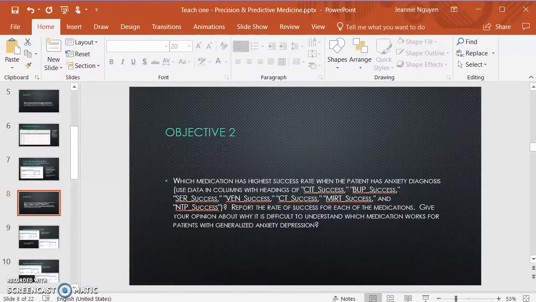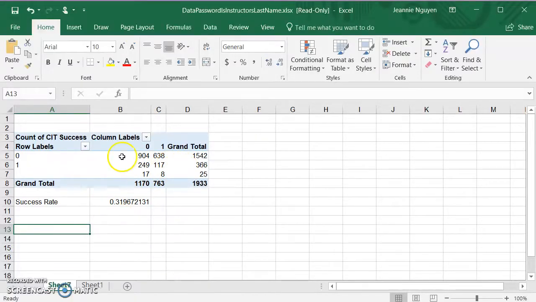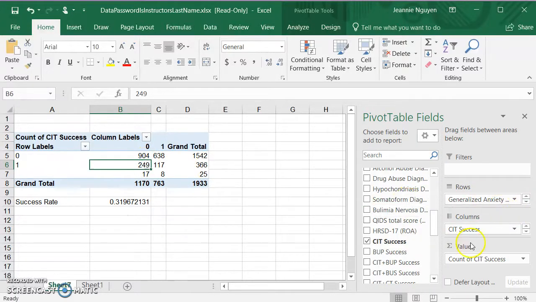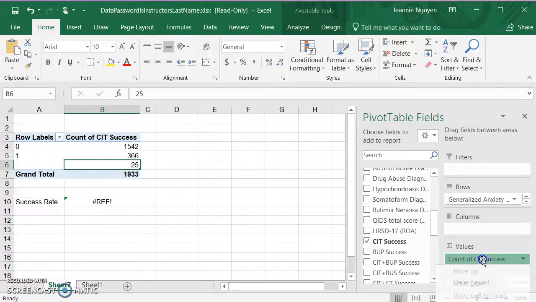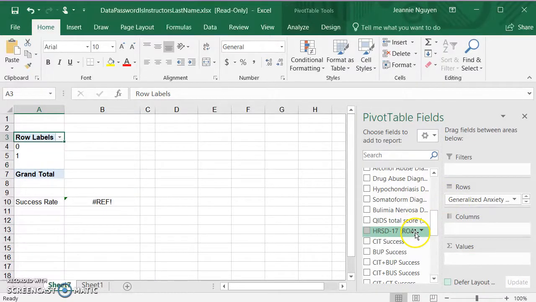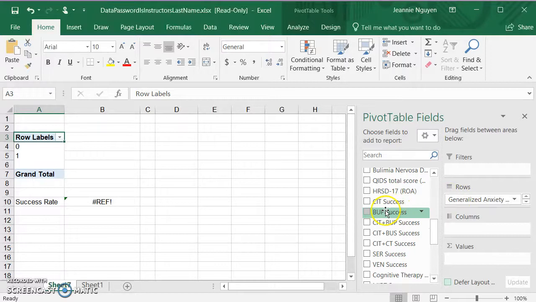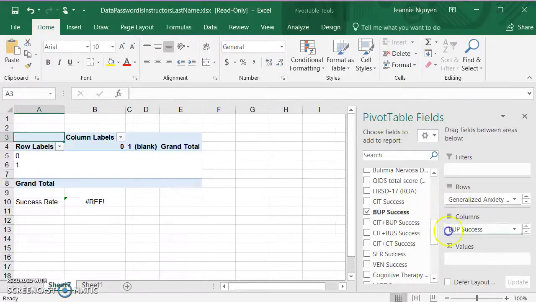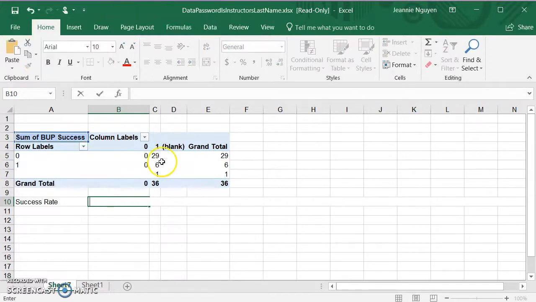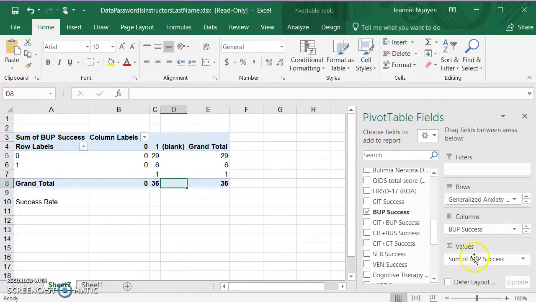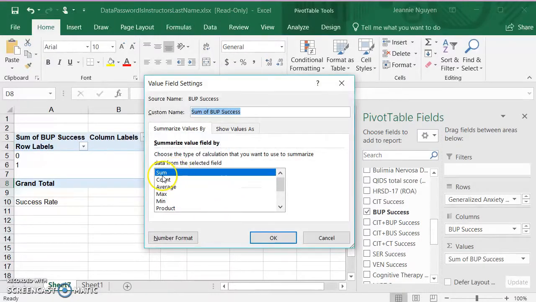Our second objective is to find the highest success rate for the rest of the medications. So going back to our data, you want to click on the table and you want to remove the fields in the columns and in the values. And we'll add BUP success to both columns and to values. And you also want to change the sum to count.